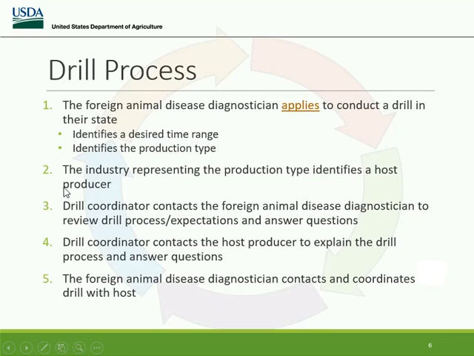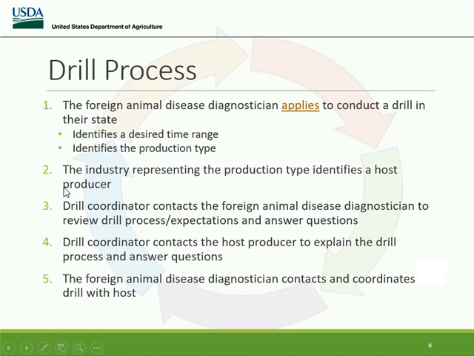Once we have a host producer identified, the drill coordinator, SES, will contact the Foreign Animal Disease Diagnostician, and we have several purposes of this contact. One, we need to let them know who the host producer is and that they have been contacted and they're expecting a call. We want to review the drill process with the Foreign Animal Disease Diagnostician and answer any questions. Just prior to that, once we've identified the host producer, we would have called the host producer. We go over the drill process again and answer their questions. For all of the industries, we put together 1 to 2 page descriptors that are species specific on what is entailed in a drill, and those go out as the industry reps are trying to find us a host producer.